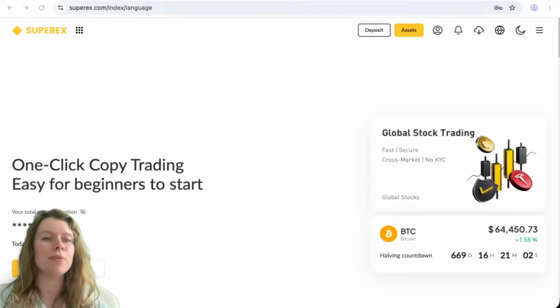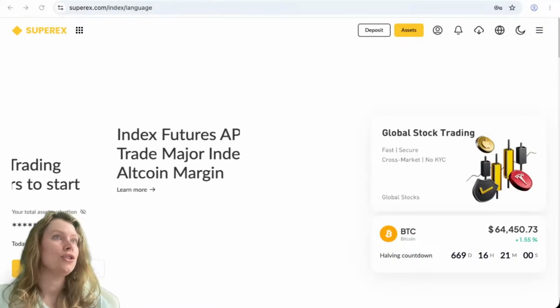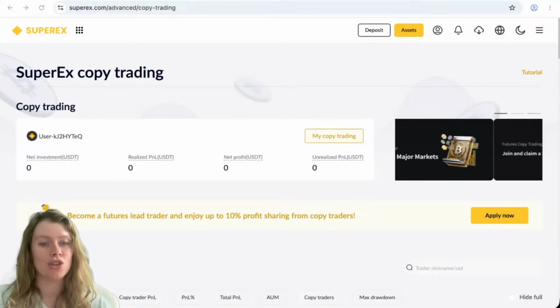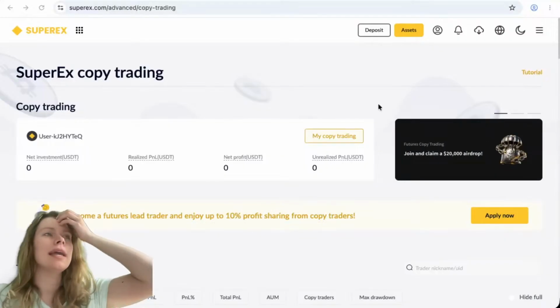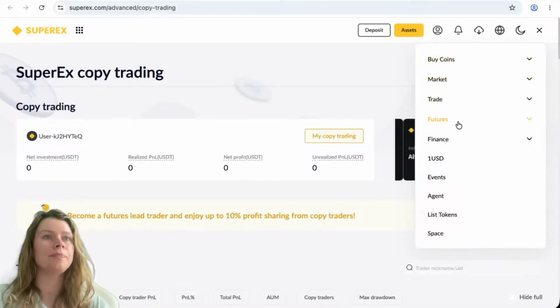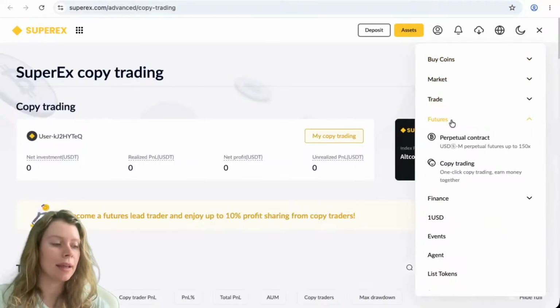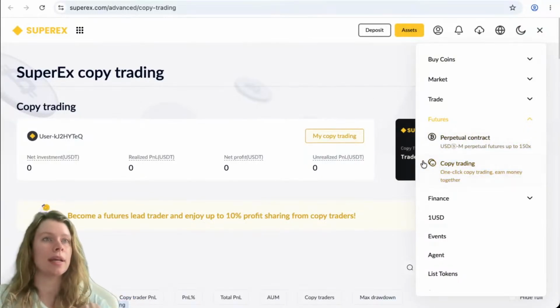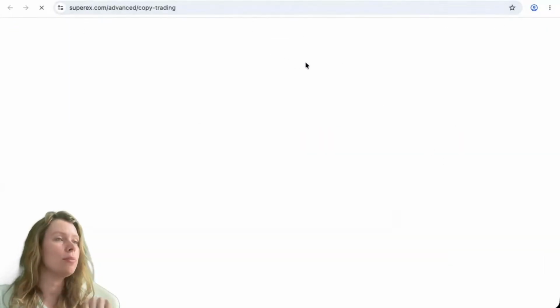That's a brief overview of how to set up SuperEx, whereas today we're going to be focusing on copy trading. To get to the page, I believe I initially went over here. I click into futures and then click copy trading here. One click, copy trading, earn money together. That's where I clicked. We can just click it again if we want to have a new page pop up.